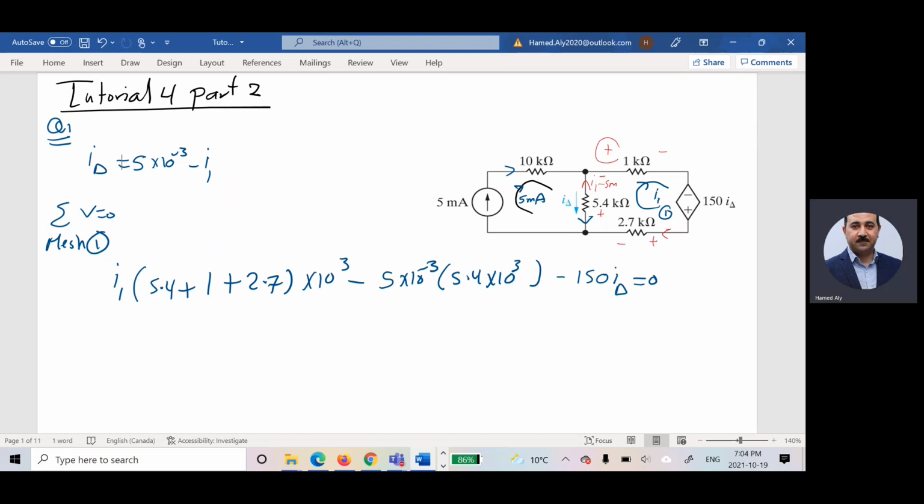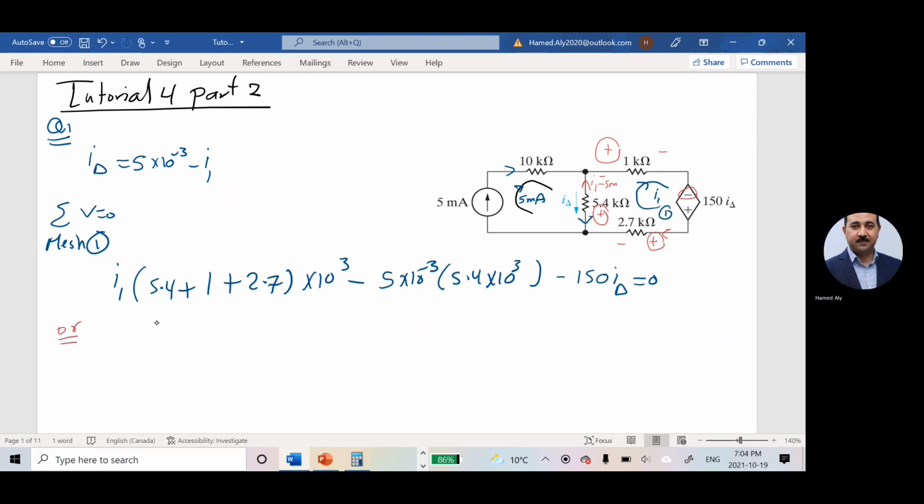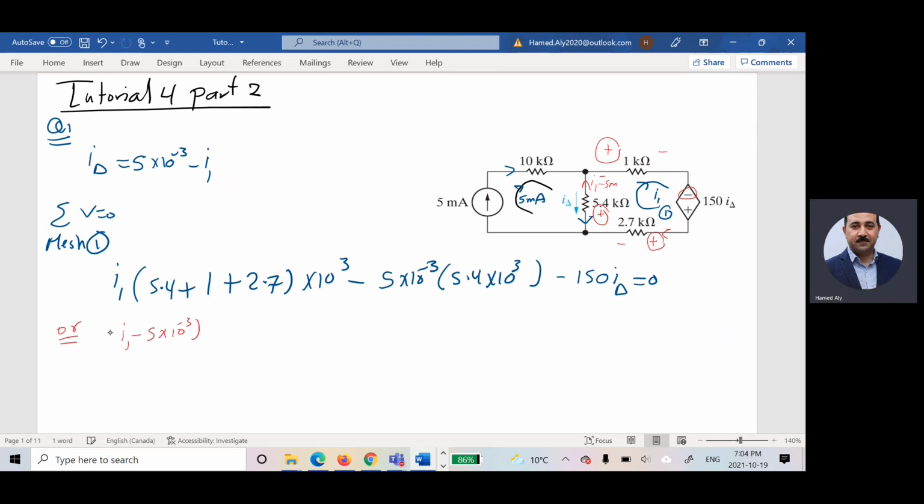So the first sign is positive. The first sign is negative. The first sign is positive. The first sign is positive. At the end, you will have what? You will have I1 minus 5 times 10 to the power negative 3 multiplied by 5.4 kilo plus 2.7 times 10 to the power 3.